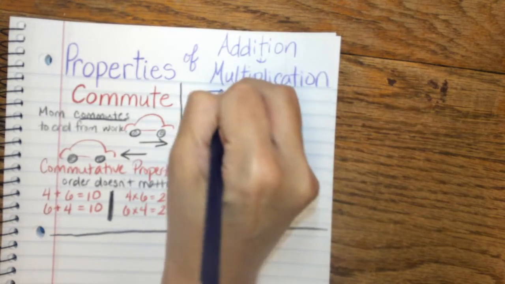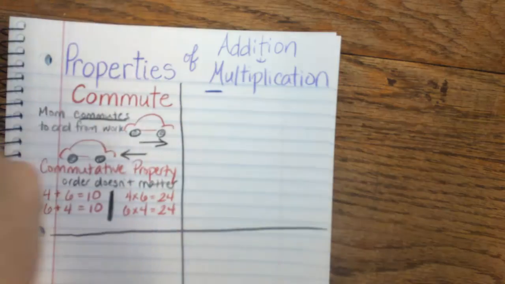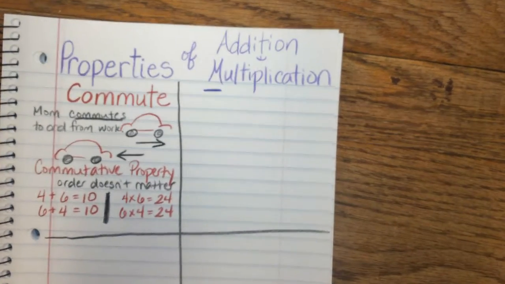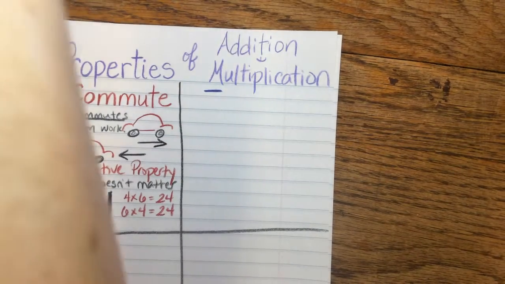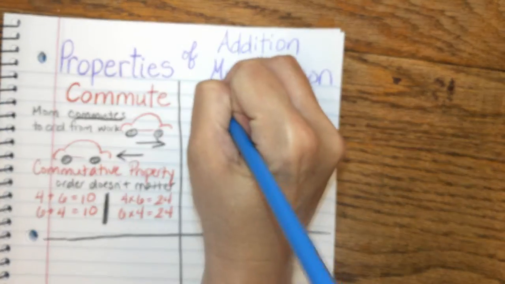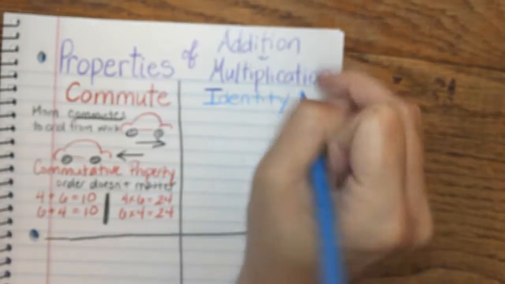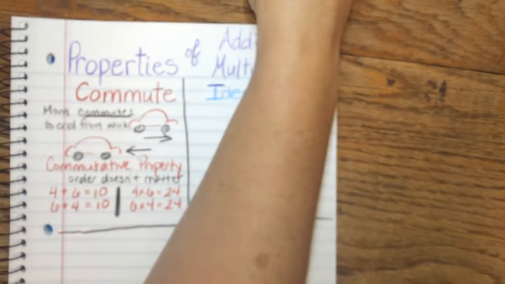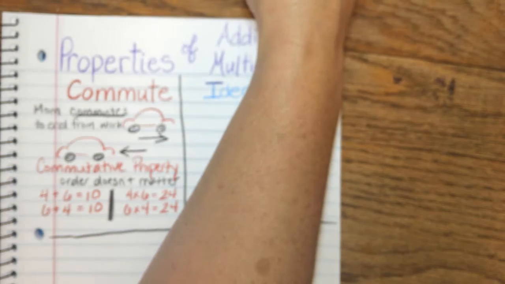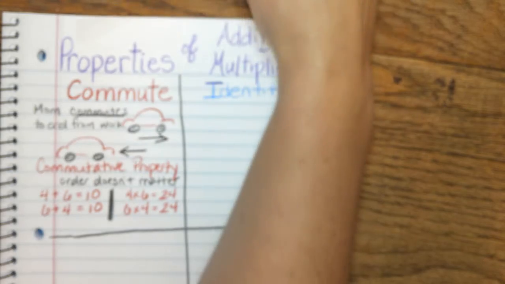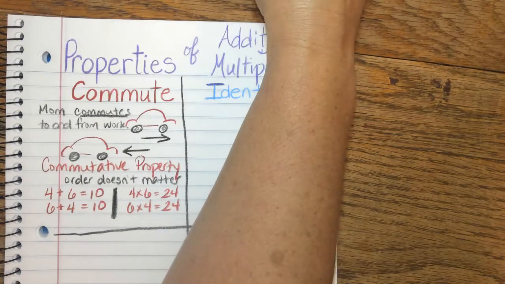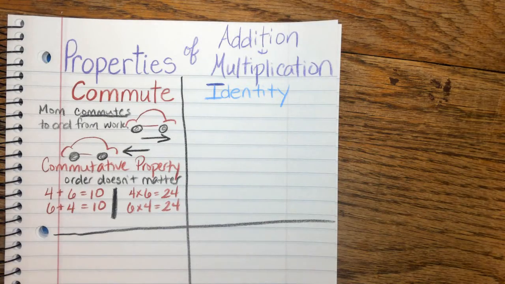Oh, that's the same kind of purple I used before. Let me see if I can get a bluer color. Blue. No. Sorry. Identity. Okay. Now I've got the autofocus going on. Hold on. Okay. Oh, that's still pretty blurry. Identity. Okay.